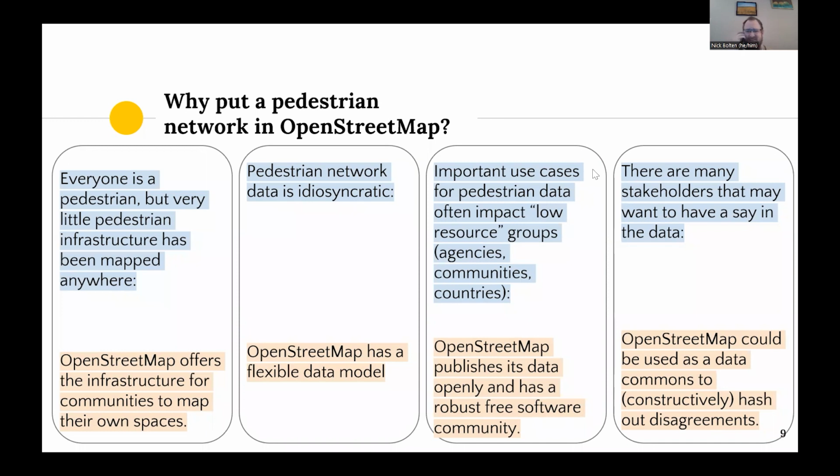And finally, there are a lot of stakeholders that may want to have a say in the data. Think groups like governments, community activists, academics, and businesses all have an interest in pedestrian data. And OpenStreetMap as a data commons could be a place for these groups to contribute data and constructively hash things out by just making the data better. Next slide, please.